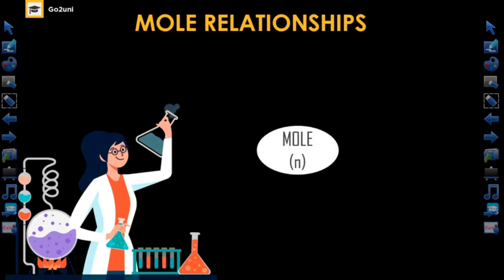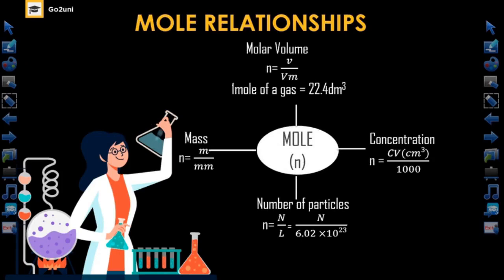Talking about mole relationships, we are looking at the parametric relationship between mole and other parameters that relate to stoichiometry. Mole and mass, mole and molar mass, mole and volume, mole and number of particles, mole and concentration, and mole and Avogadro's number. These relationships are very vital, as they will be required of us as we carry out some manipulations in stoichiometry.